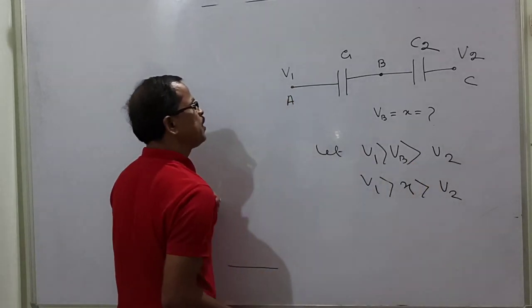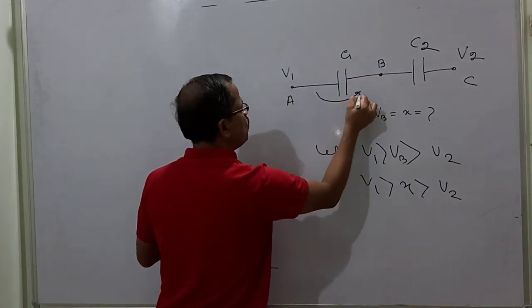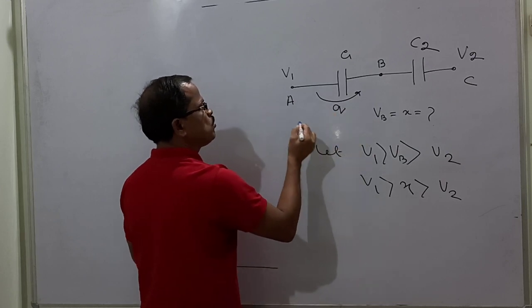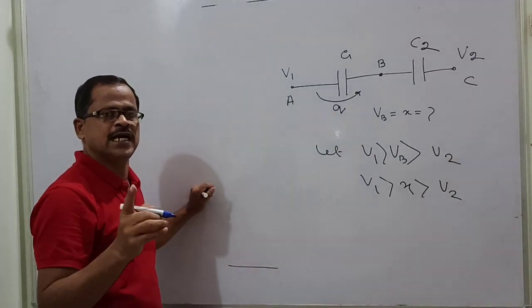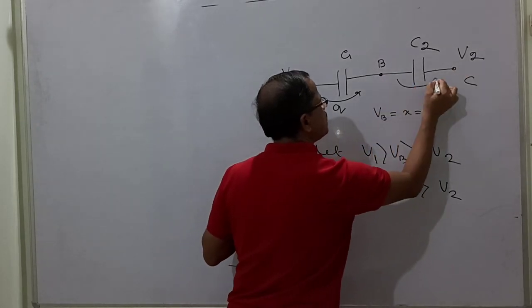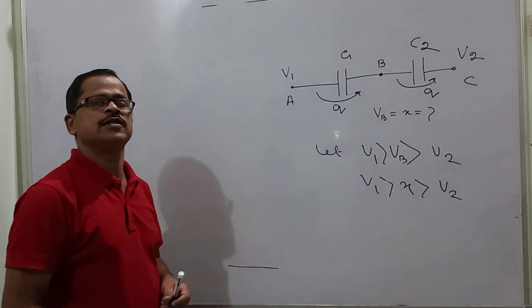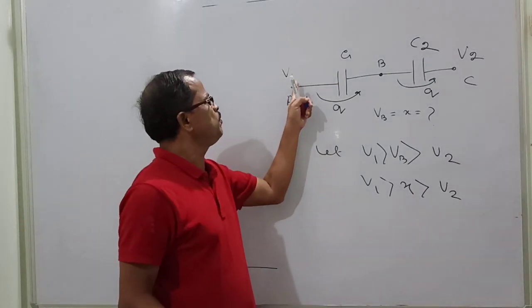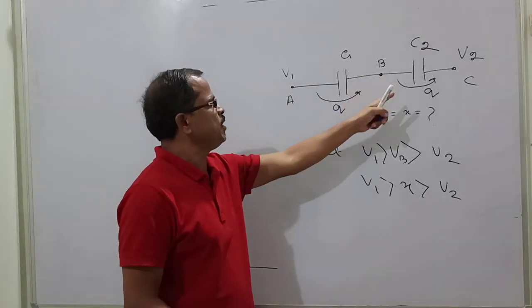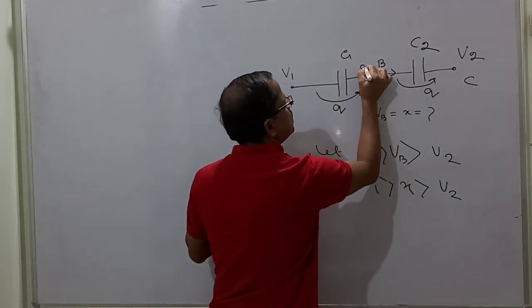So let's say, since this potential is more than this, then charge Q will flow. So according to the principle of conservation of charge, the same charge will also move from B to C, because this is a single line. In a single line, charge cannot be different. The amount of charge flowing from A to B is the same as the amount of charge flowing from B to C. The charge remains the same.